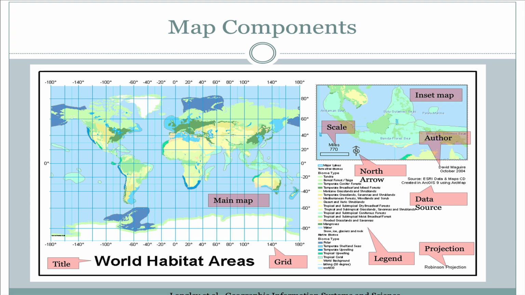And then we have all kinds of other information like a legend and what map projection it's in and what the source of the data is, a title of the map, and the grid is also labeled on this map here.